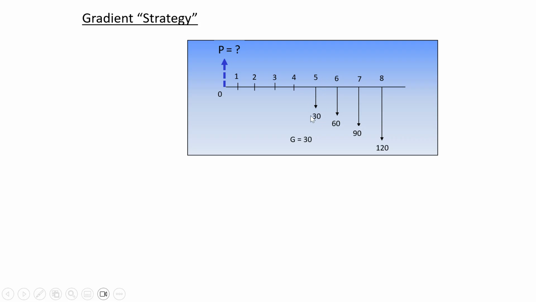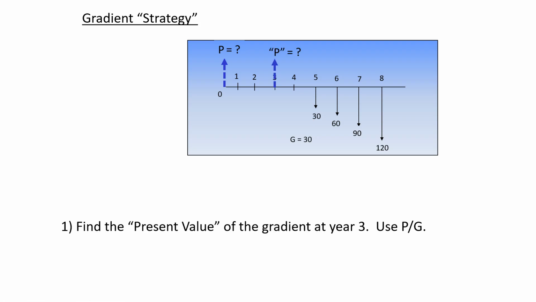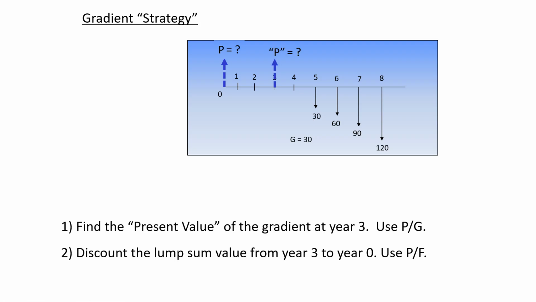So if you do a find P given G, it's going to give you a lump sum amount in year 3. And then as a second step, you'd need to discount that lump sum value from our quasi year 0, which was actually year 3. So you'd have to discount it 1, 2, 3 years to the actual present using find P given F. So that's an example of a multi-step operation where we can still use the factor table for find P given G, but we also have to apply find P given F.